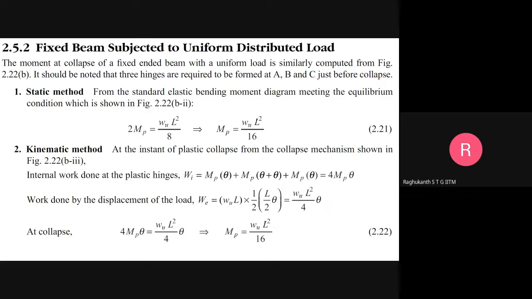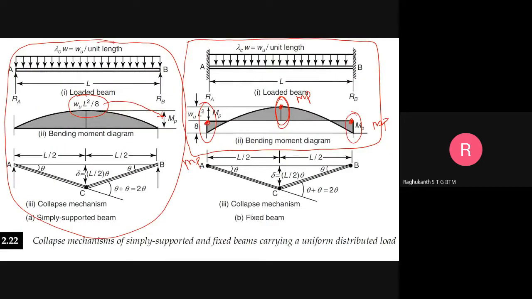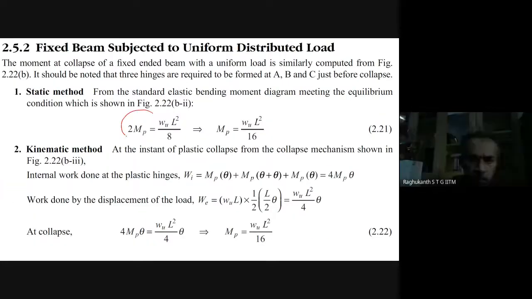If you equate, because of symmetry, this length is W into L square by 8, and this is Mp. This is also Mp. So 2Mp is equal to W into L square by 8, and this is our plastic moment. So you can find Wu is equal to 16Mp by L square. For the simply supported beam it was 8Mp by L square, but the collapse load for the fixed beam is of course higher, almost double, because of the fixed supports. So this is a very easy method to calculate the collapse loads.